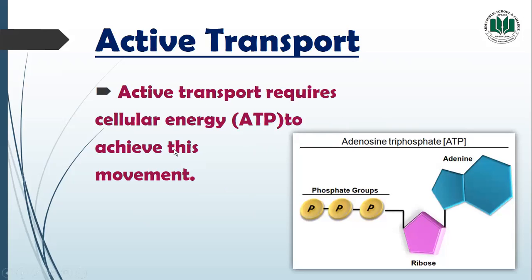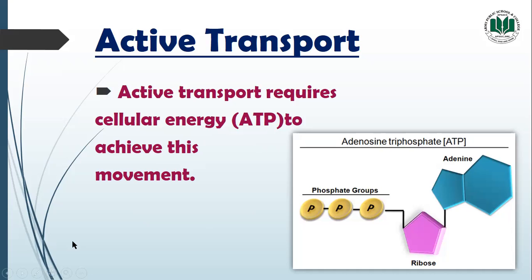Okay, this is the next part of the definition, that active transport requires cellular energy, ATP, to achieve this movement. ठीक हो गया कि अब अगर आपने मूवमेंट अगेंस्ट द ग्रेविटी आई मीन अगेंस्ट द ग्रेडियंट करनी है तो ऑब्वियसली आपको एनर्जी लगानी पड़ेगी. एंड एनर्जी किस फॉर्म में हमारे पास होती है सेल में, एनर्जी सिर्फ और सिर्फ एटीपी की फॉर्म में होती है.